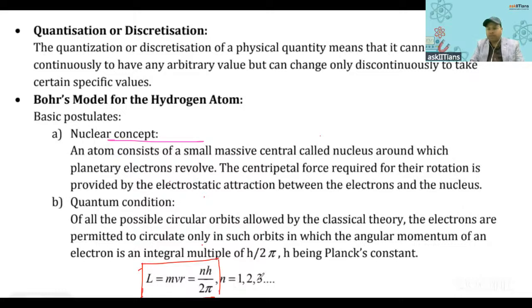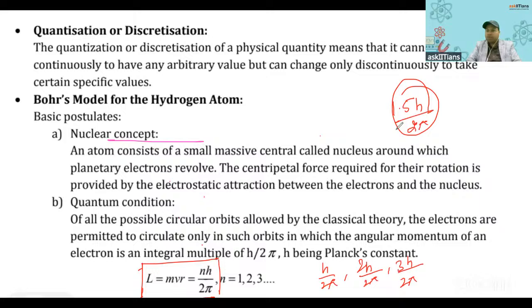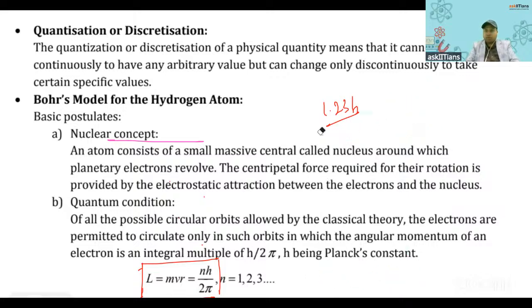n can be 1, 2, 3. So this is the quantum condition, that the angular momentum of an electron in an atom can have only these values: h by 2 pi, 2h by 2 pi, 3h by 2 pi. It cannot have a value like 1.5h by 2 pi, or 1.23h by 2 pi. So that is the meaning of quantization: only specific, discontinuous values are allowed. Got it? So this postulate you must write if it comes.